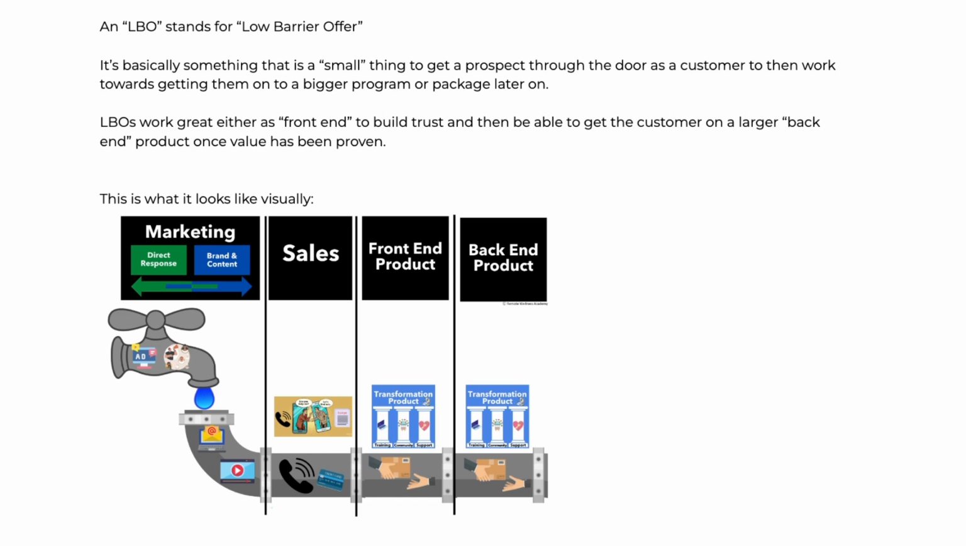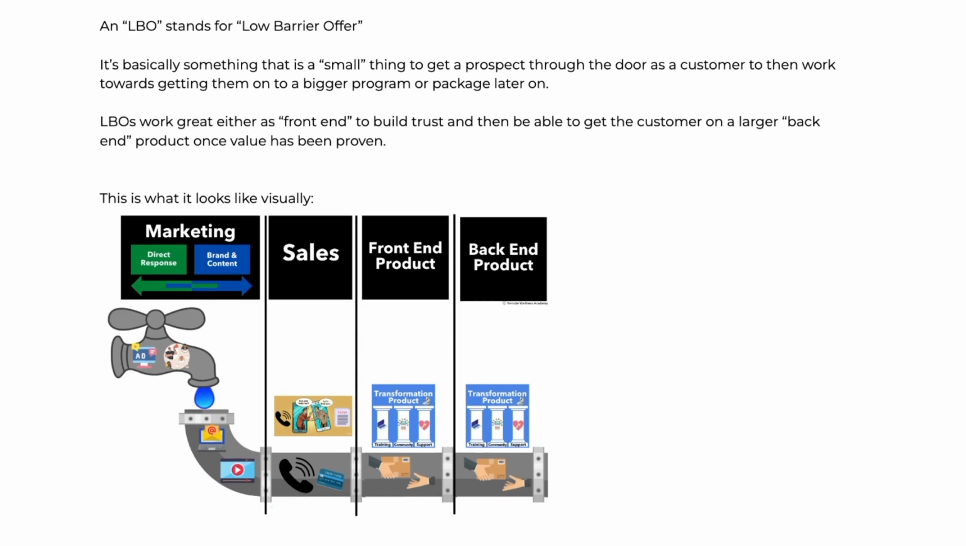But the big thing is that you want to understand what this looks like visually, is that you might have a front end product or a front end package, right? And that might be an LBO to get somebody through the door. And then once they go through that, after maybe 3 weeks, 4 weeks, 5 weeks, after they consume that product, you then go ahead and have a back end product in order to have a longer lifetime value of the customer. And so this is what option number 3 looks like.